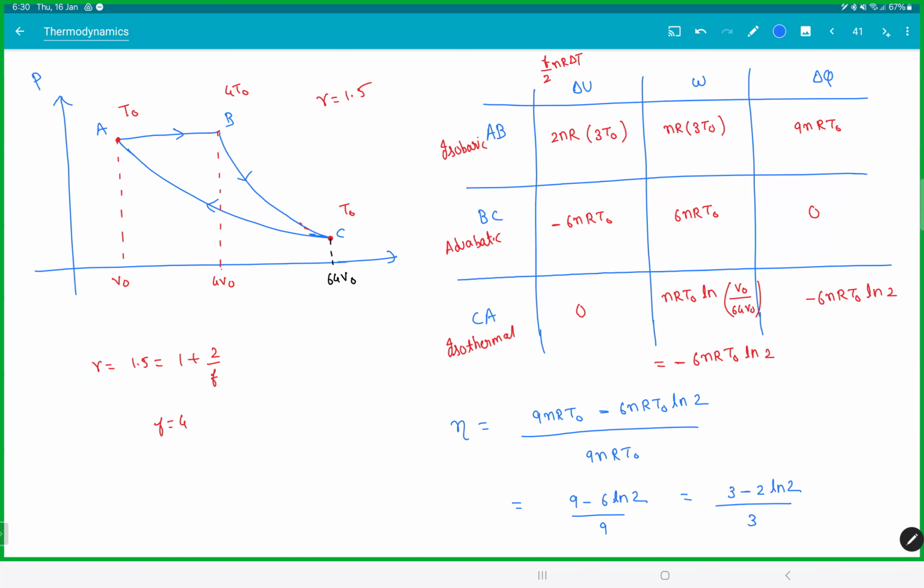Any doubts on this? Check out the steps. Clear? Let's see one more. Any doubts on this? So if they ask you for efficiency, you can just start with something as T naught and you can figure out everything. The T naught does cancel out.